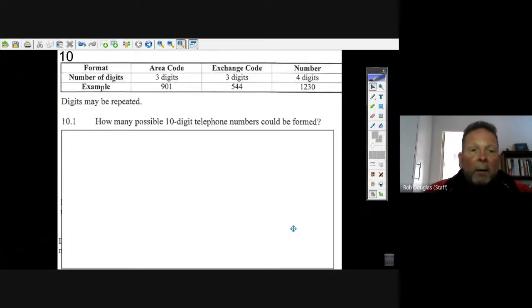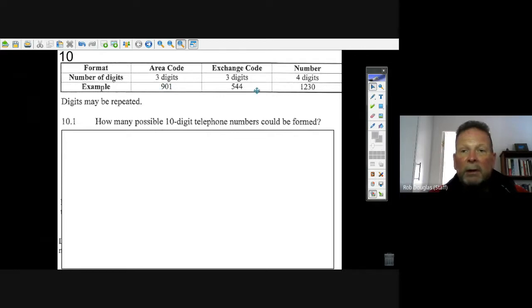Okay, we're going to look at the probability question from the November 2020 paper 1 exam. And here we go. It starts off with a question about a telephone number. Well, the area code's got 3 digits. The exchange code, whatever that is, has 3 digits. And the number has 4 digits. Now the question is, how many different telephone numbers can you make with this number?